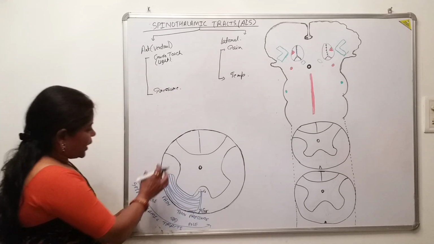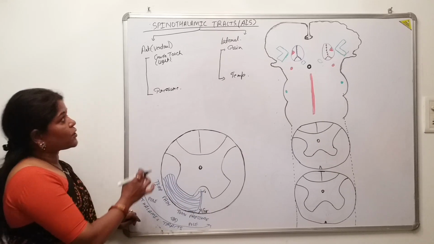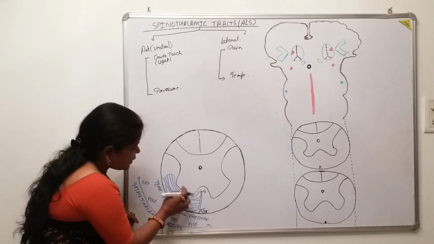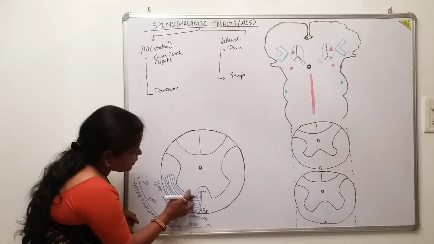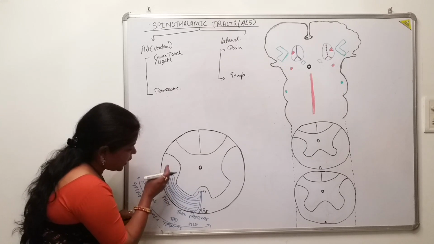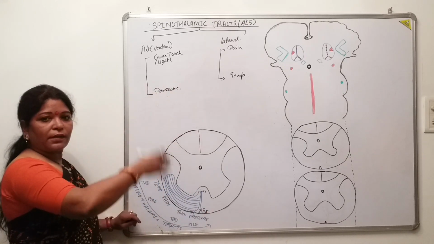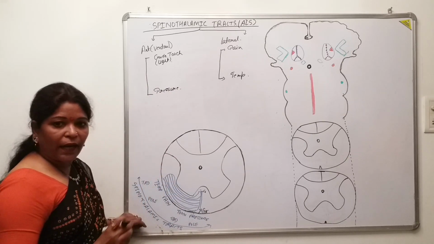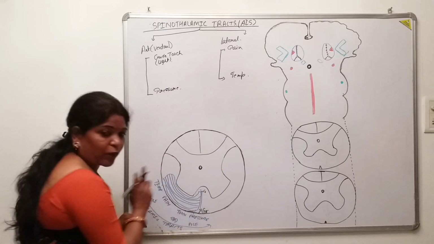Now look here. This is also known as the anterolateral system. So this is the ventral gray horn, and in relation with this ventral gray horn, anterior as well as lateral to that, all these modalities of sensation are carried upwards by the lateral spinothalamic tract as well as the anterior spinothalamic tract.